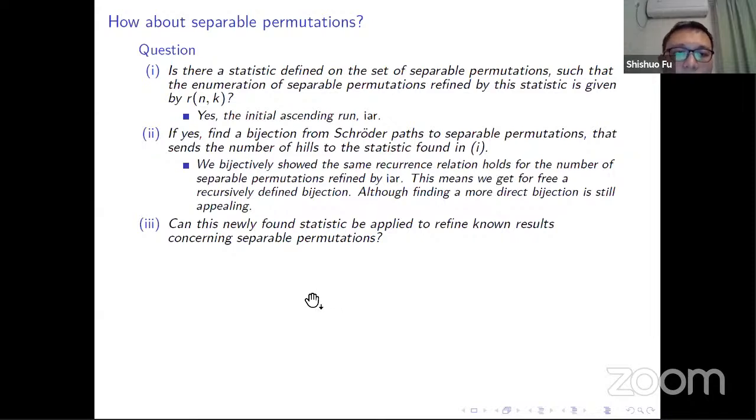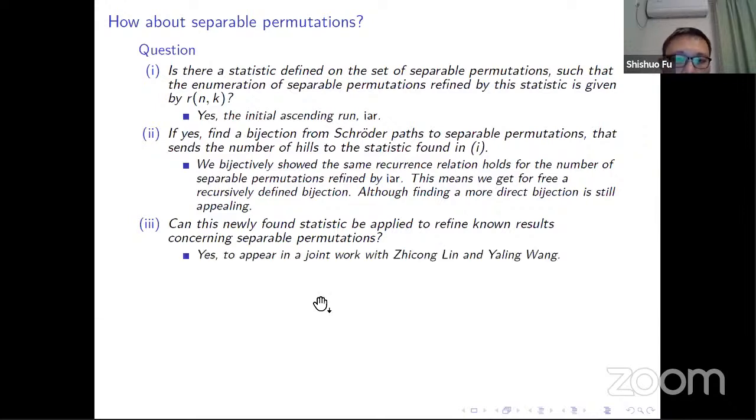And the third question is, once we have this statistic we find, actually not so new, but anyway, can we apply it to other known results about separable permutations and hopefully refine some known results? And we also did that. Okay.